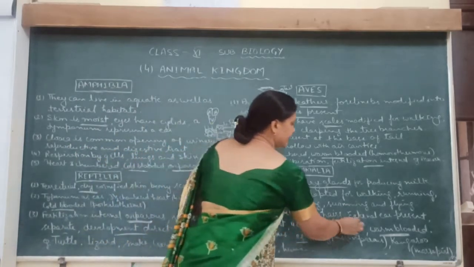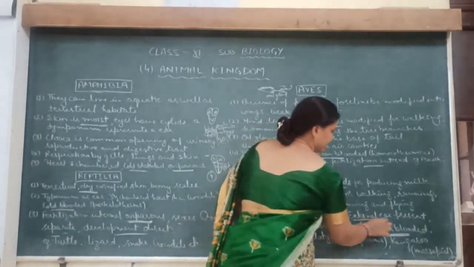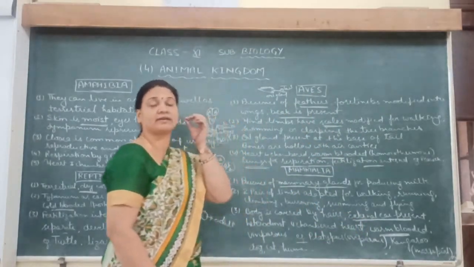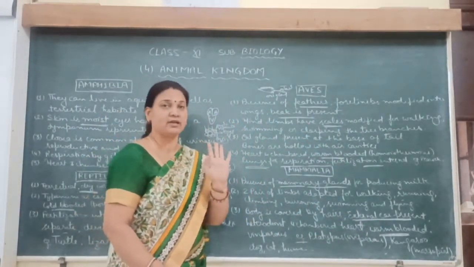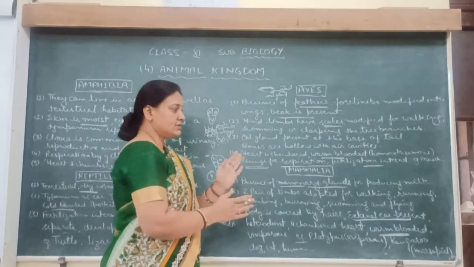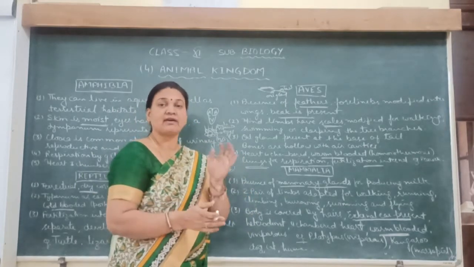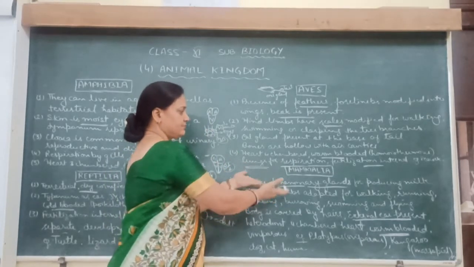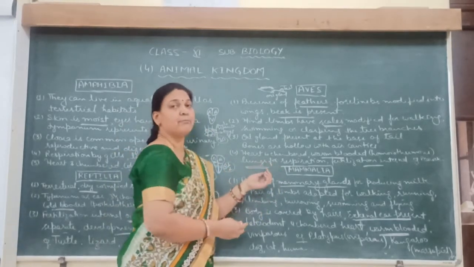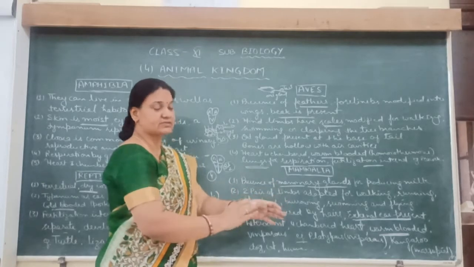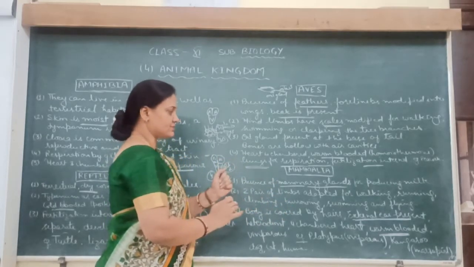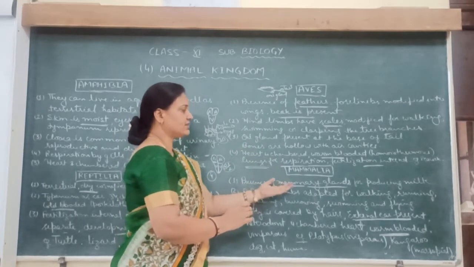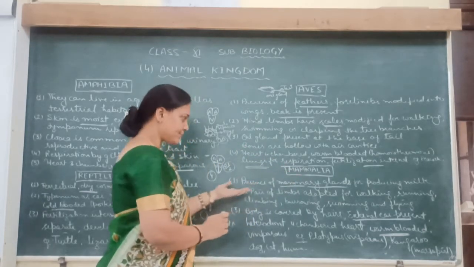And external ear is present. Ear pinna or external ear. External ear is the characteristic feature of mammals only. So when you see the animal which have the external ear, then immediately you can identify this is the mammal. And the presence of hair is the unique character. Presence of hair, external ear, presence of mammary glands. These are the characteristic features of mammals.